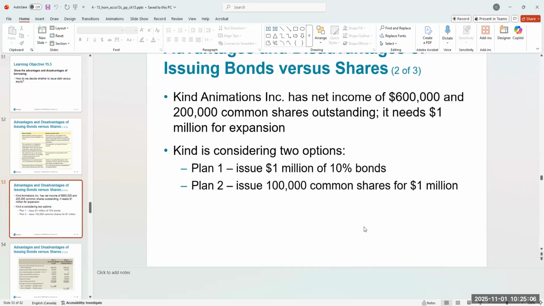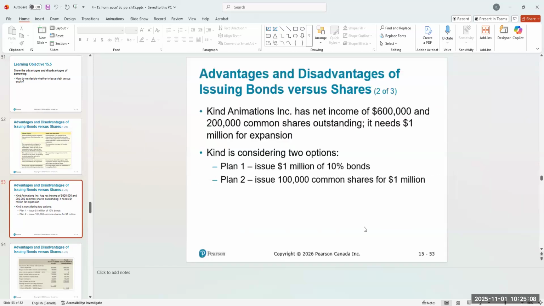So let's see this calculation here. This is an interesting calculation, and you can see it. You have two options. This company has net income of $600,000 and 200,000 common shares currently outstanding. The company needs $1 million. Two options. One option is to issue $1 million of 10% bonds. The second option is to issue 100,000 common shares for $1 million. Let's see what's going to happen in each scenario.